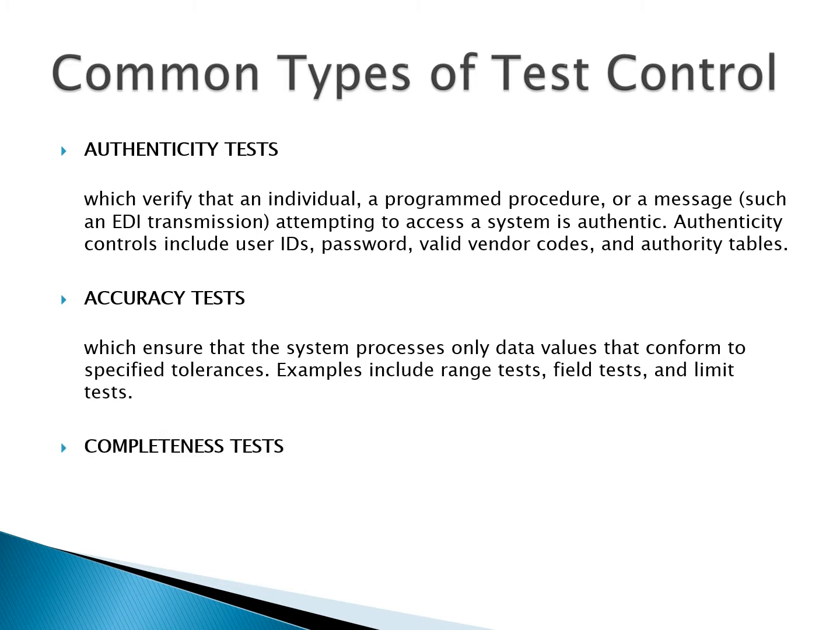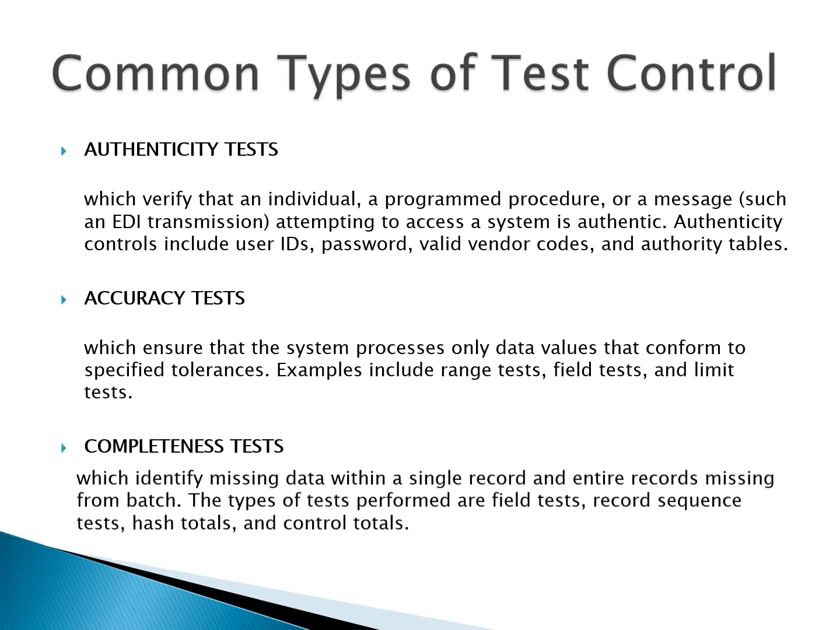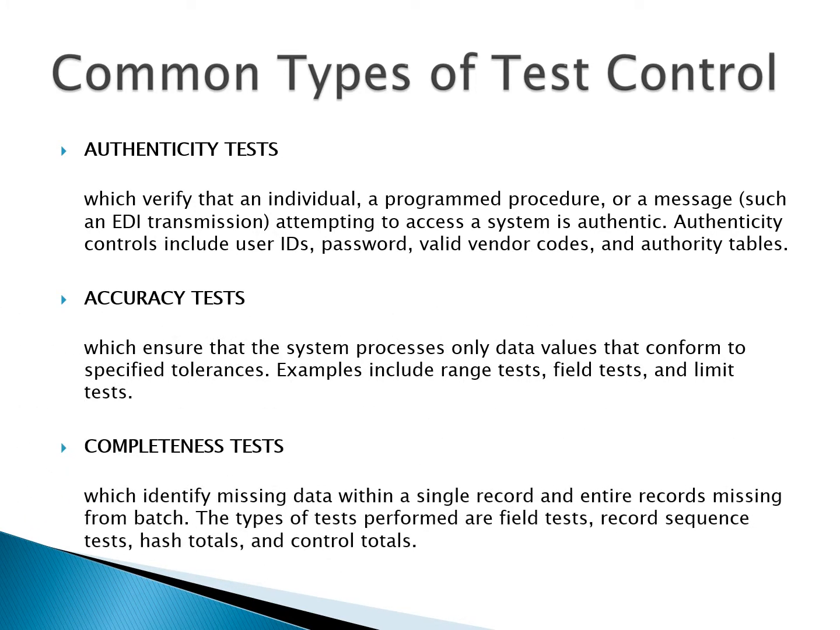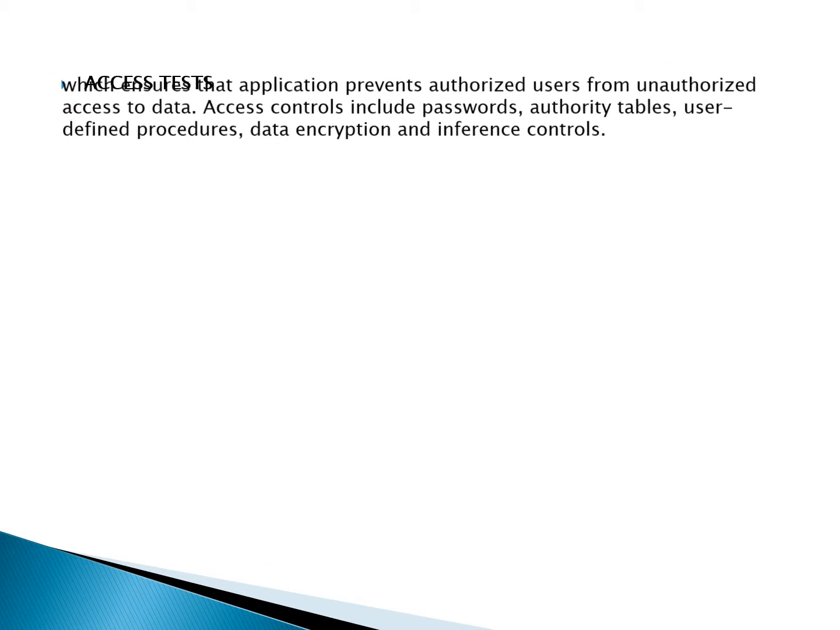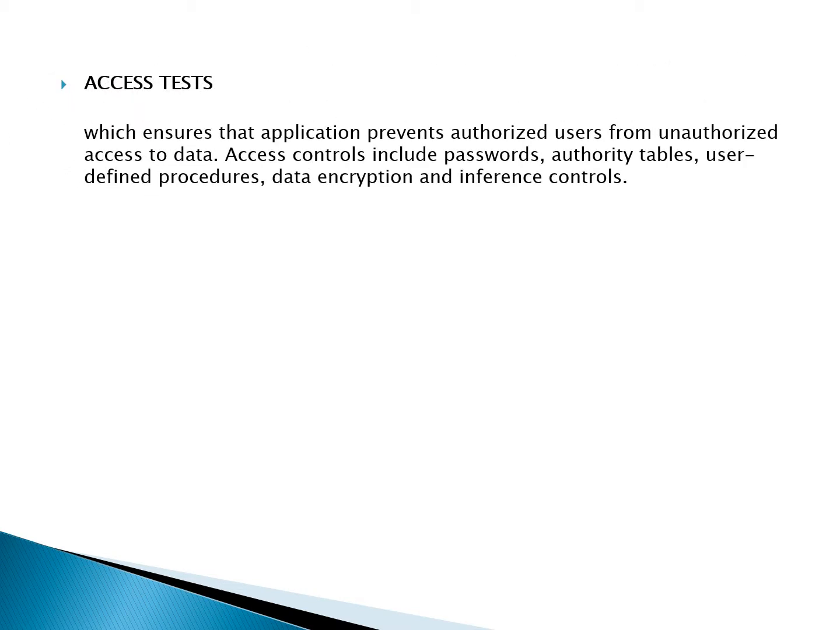The completeness test, which identifies missing data within a single record and entire records missing from a batch. The types of tests performed are field test, record sequence test, hash totals, and control totals. The access test, which ensures that applications prevent authorized users from unauthorized access to data. Access controls include passwords, authority tables, user-defined procedures, data encryption, and inference controls.